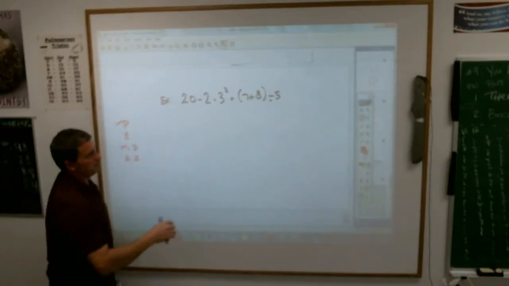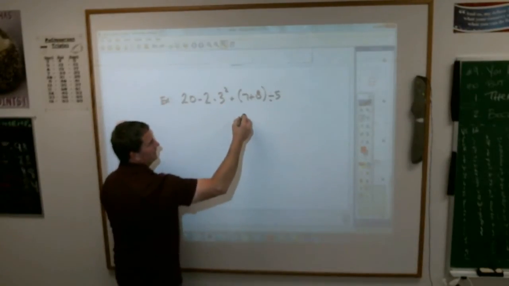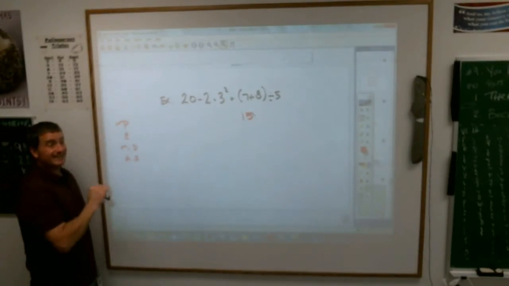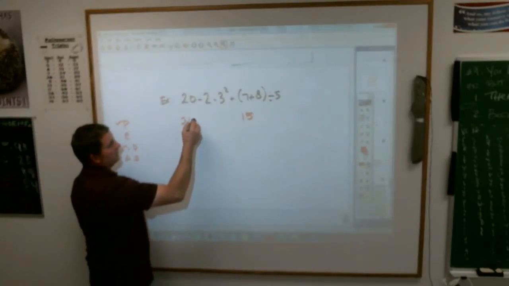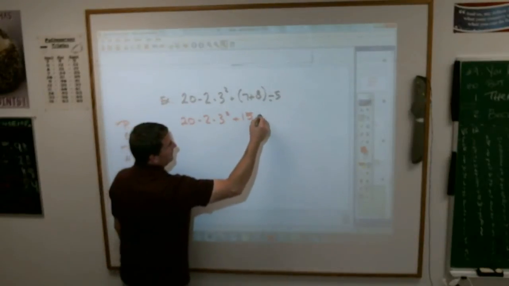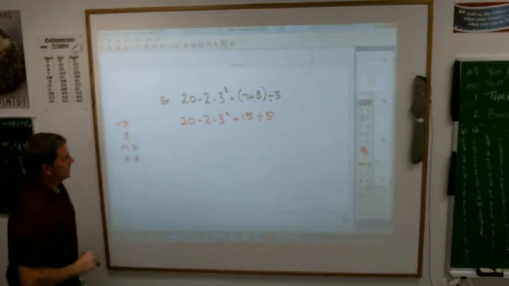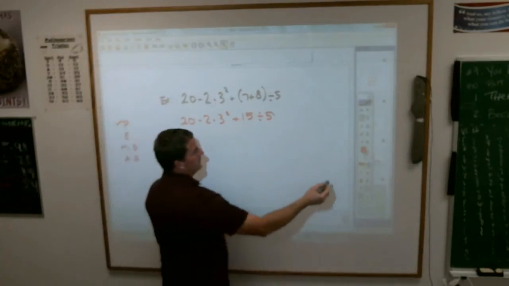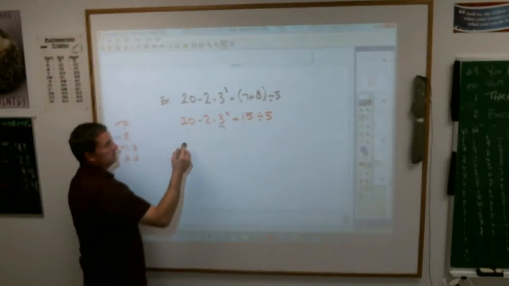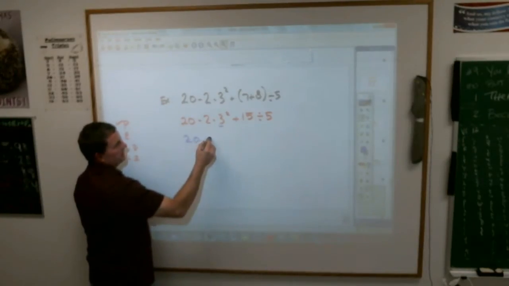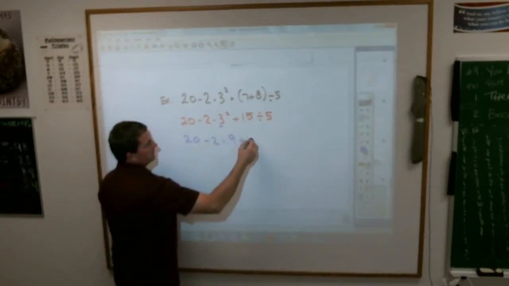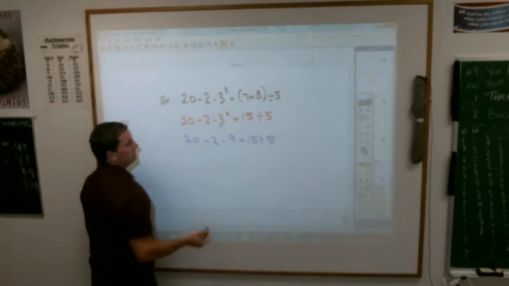First thing I should do is parentheses, so that means my 7 plus 8 is 15. Even though that's addition, because it's in parentheses, it gets done first. So now you still have 20 minus 2 times 3 squared plus 15 divided by 5. Next is to do exponents, powers, roots, which there's only this one here. So that ends up being 20 minus 2 times 9 plus 15 divided by 5.